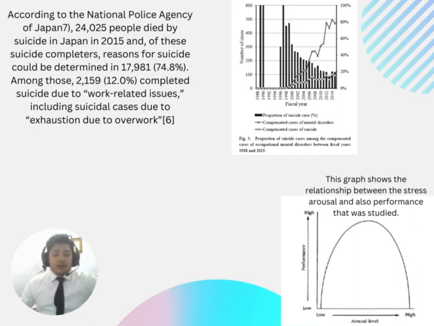The graph below shows stress arousal level against performance. So first, if stress increases to its peak at a certain amount, the performance will be at its highest. But when there is too much or too little stress, your performance will be low.